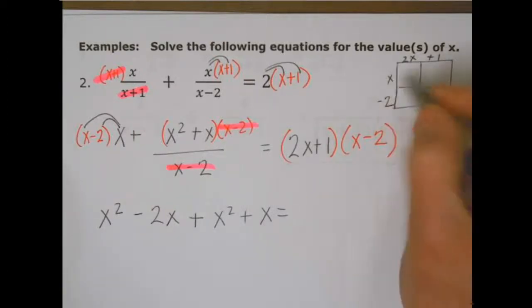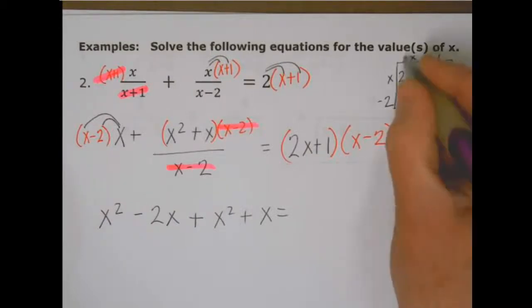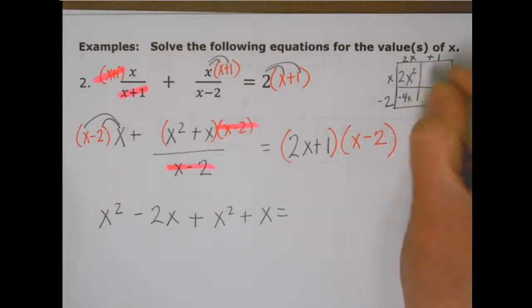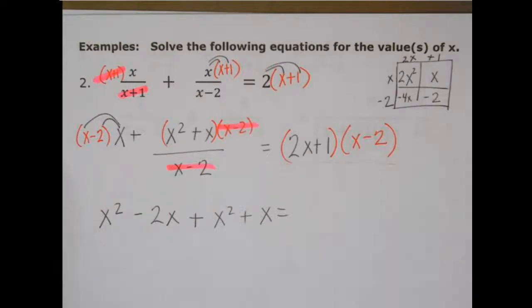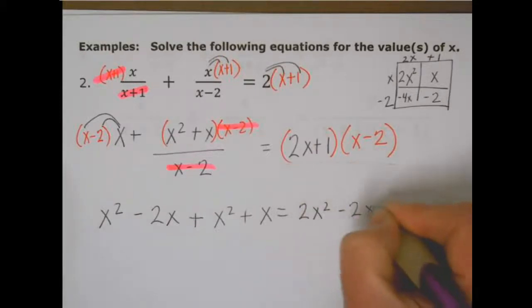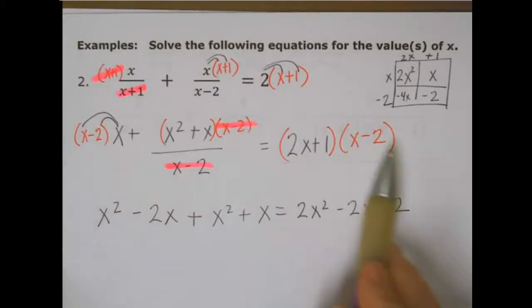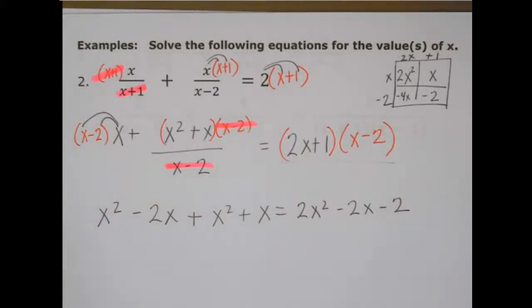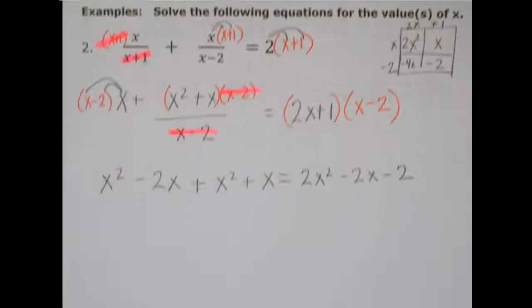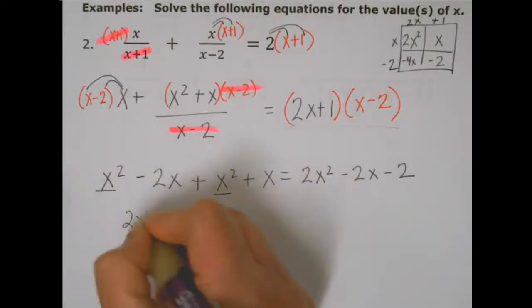So this is going to be 2x squared x minus 4x minus 2. Whether you use a FOIL or a box problem, this is what you get when you multiply that binomial times that binomial. Now I need to solve for x. Over here I need to combine some like terms.